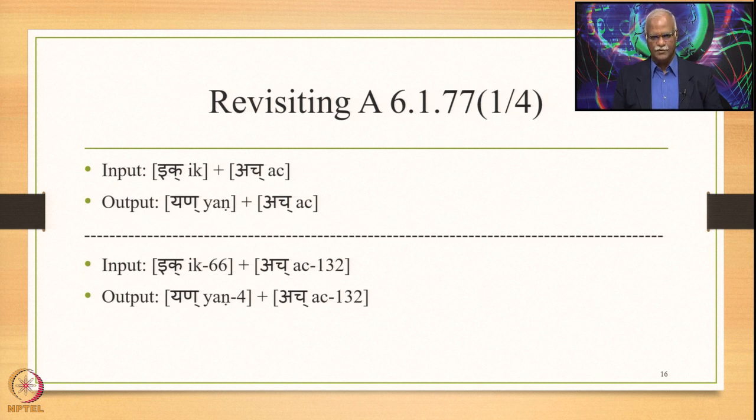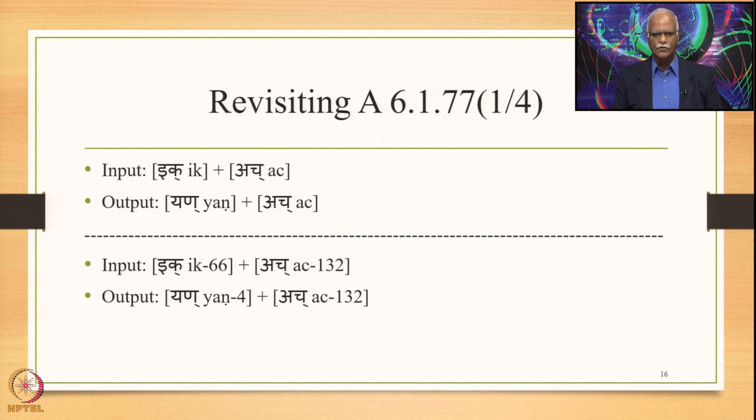With this much information with us, let us revisit 6177. What is our input? The input is Ik plus Ach in the samhita mode, in close proximity. And then we apply 6177 because the conditions are met, are fulfilled. And so then, after the application of 6177, we get an output in the form of Yan plus Ach, in which we observe that Yan is substituting Ik. Yan is coming in place of Ik.